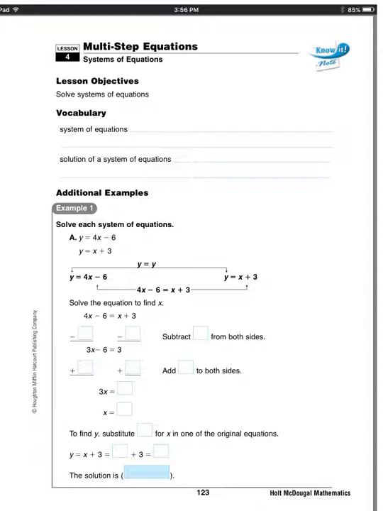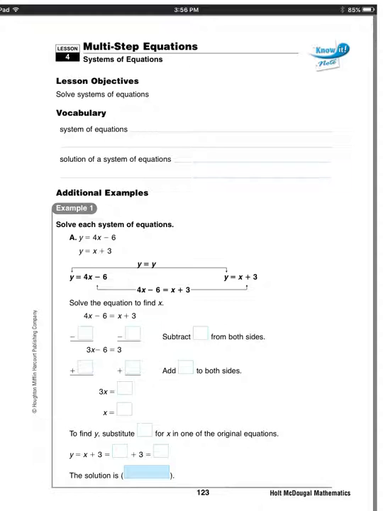A system of equations is a set of two or more equations that contain two or more variables. And the solution of a system of equations is a set of values that make all equations in the system true. It has an x and a y, so it's an ordered pair. And that ordered pair makes those two equations true.